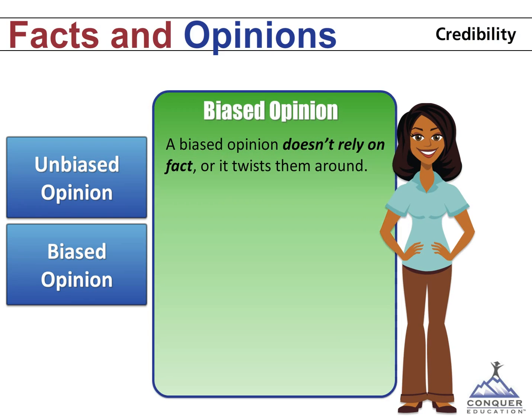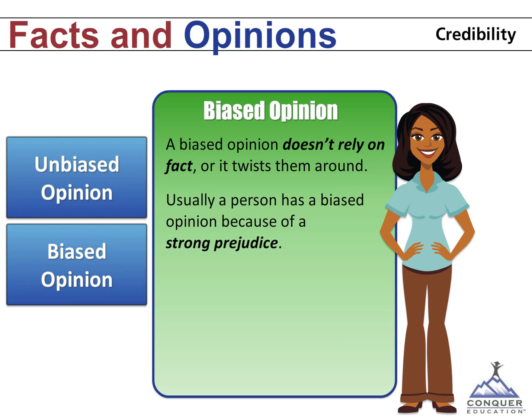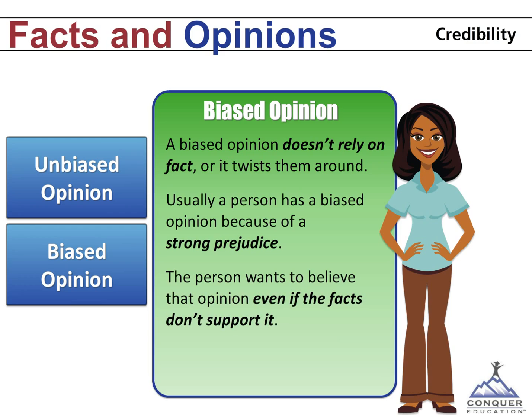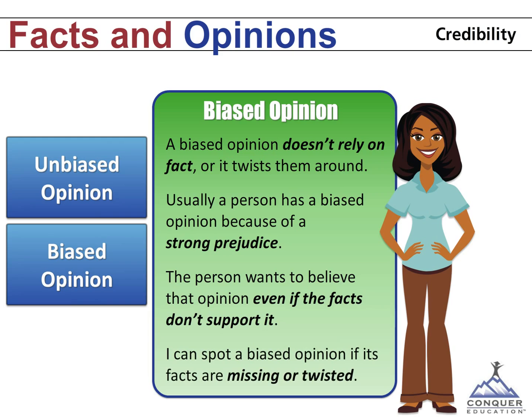A biased opinion doesn't rely on fact, or it takes facts out of context and twists them around. Usually a person has a biased opinion because of a strong prejudice in favor of that opinion. The person wants to believe that opinion even if the facts don't support it. I can spot a biased opinion if it doesn't seem to be backed up with facts, or the facts seem to be invented or twisted around to say something untrue.